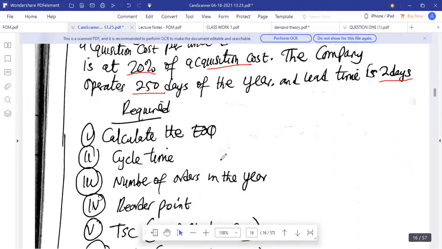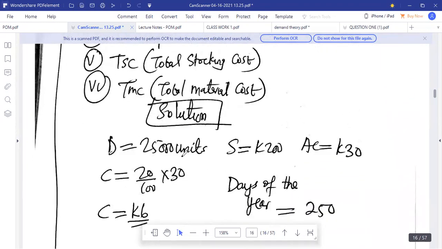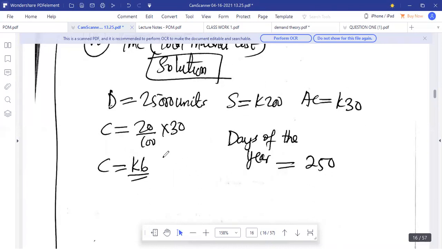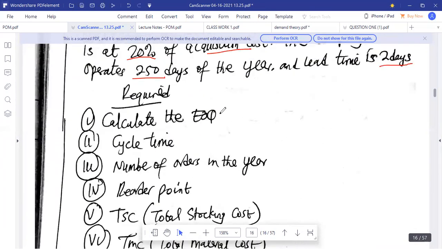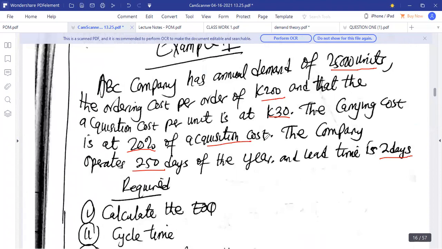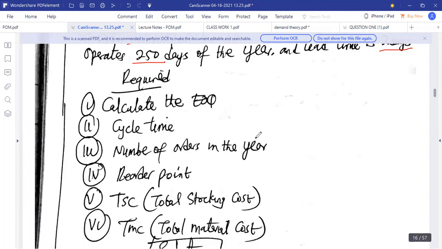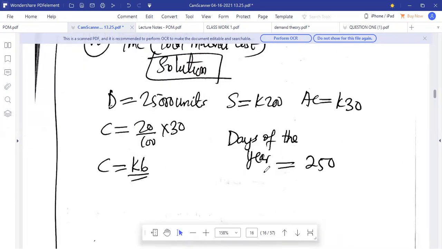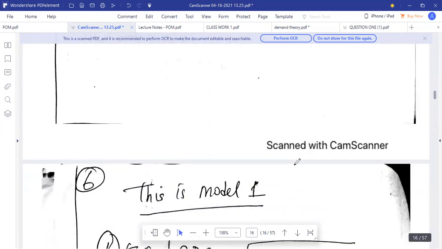Okay, so EOQ is equal to, we come here, you find zero. This is the S is 200. From there, acquisition cost per unit is 30, the days of the year 250. Then the carrying cost is 20% of acquisition cost. So it's 20% of the unit price. So you find 20% of 30, which is 6 kwacha. Days of the year 250. Then we look at it.